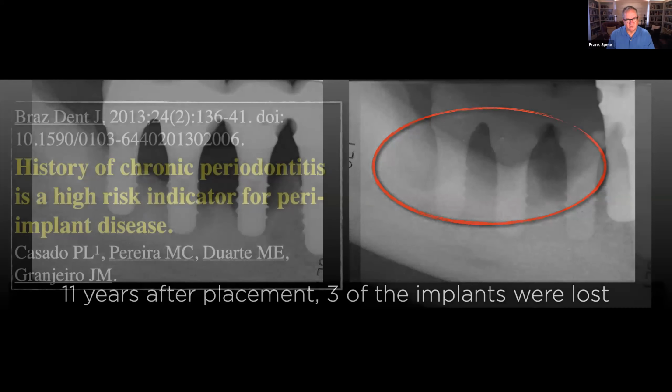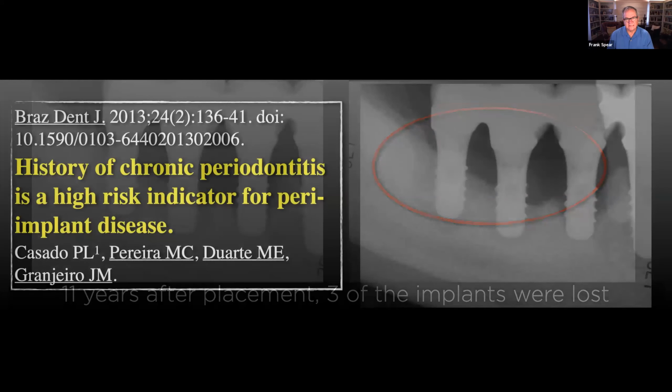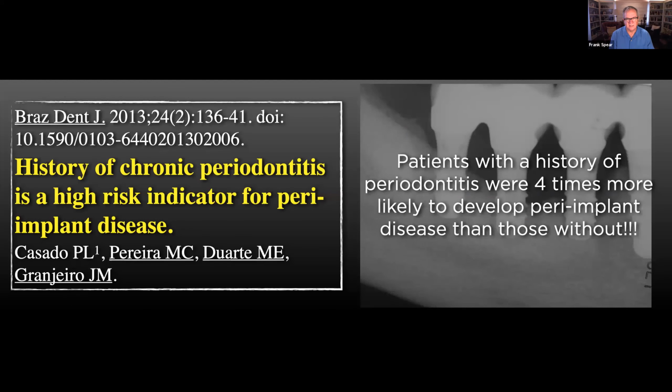And as I mentioned, just one more piece of literature: we often place implants in teeth that have periodontal disease, remove the teeth, place the implants. But we know that there is a significantly, in this study, 4 times more likely incidence of peri-implantitis in these patients that had advanced perio.